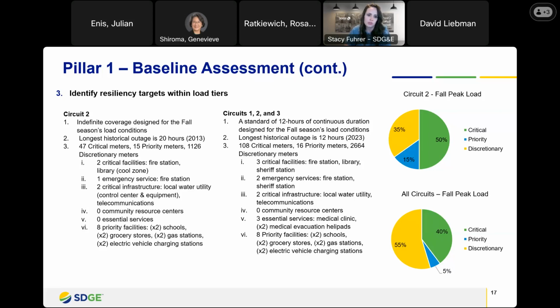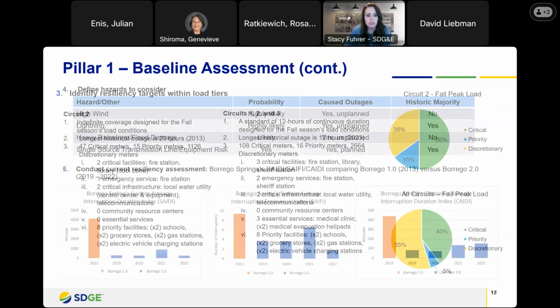When we add in circuits 1 and 3, we are able to pick up the sheriff's department as a critical facility, as well as an emergency service. And we are able to pick up some of our essential services like our medical clinic. Again, that is not a hospital. It's just a daytime operated medical clinic, as well as our 2 medical evacuation helipads. Since there is no local hospital, we do have to medically evac people in certain instances, or the community does. And then we just have our priority facilities.